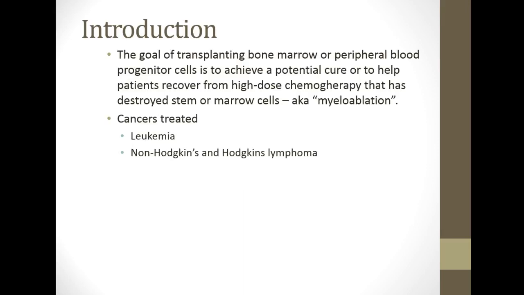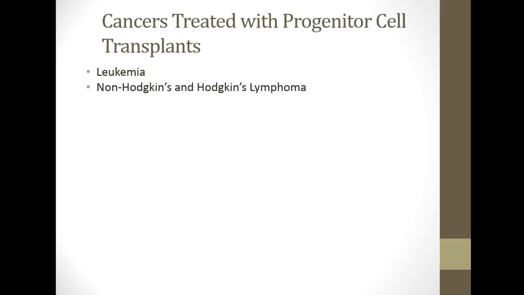All right, so let's look at bone marrow transplantation specifically. Now, a lot of people know or have heard of somebody who has had a bone marrow transplant. The goal of transplanting bone marrow or peripheral blood progenitor cells is to achieve a potential cure for people who have had some type of leukemia. They'll go in and kill off all of their bone marrow and try and give them new bone marrow, just to keep it simple. The cancers they can treat with this are leukemia and non-Hodgkin's and Hodgkin's lymphoma.